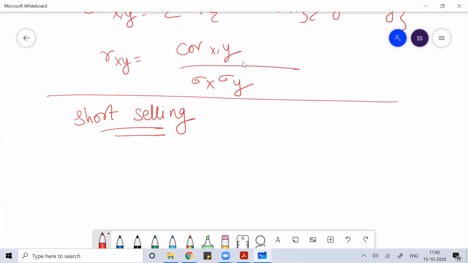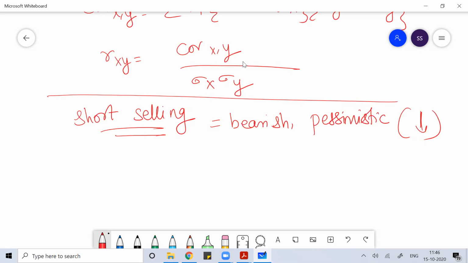When we talk about short selling, we normally do it when the market is bearish or pessimistic. Bearish or pessimistic means you know that the market will fall down. So when you see a bearish or pessimistic market, you can sell the stock first and buy it later on.